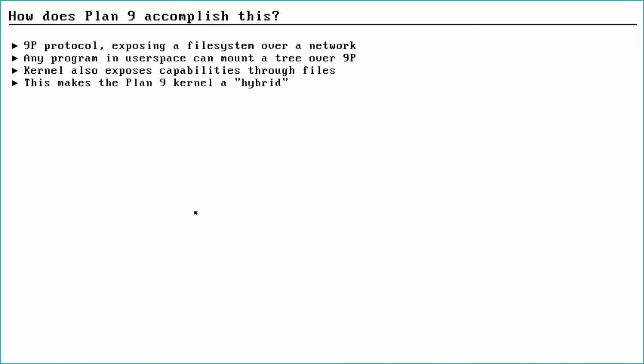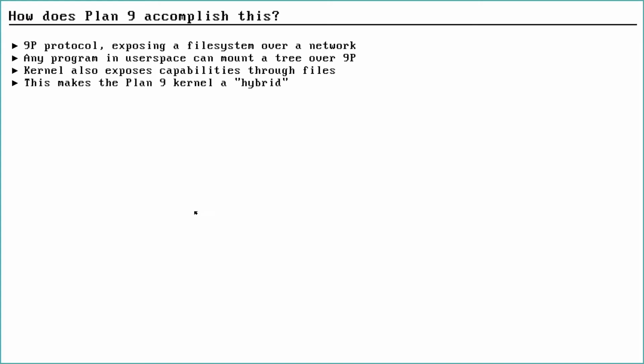It's pretty easy to implement a 9P server. It's a lot more complicated to implement something like an SMB or an NFS server. And I've implemented a couple 9P servers. Anyway, it's besides the point. Any program in user space can mount a tree over 9P. So bringing in a 9P directory or tree from another system is a namespace operation.